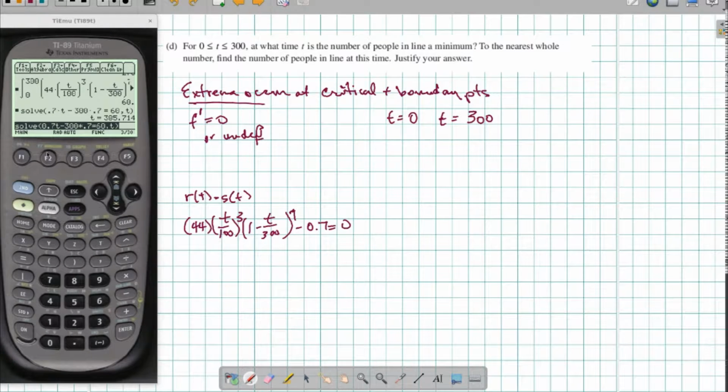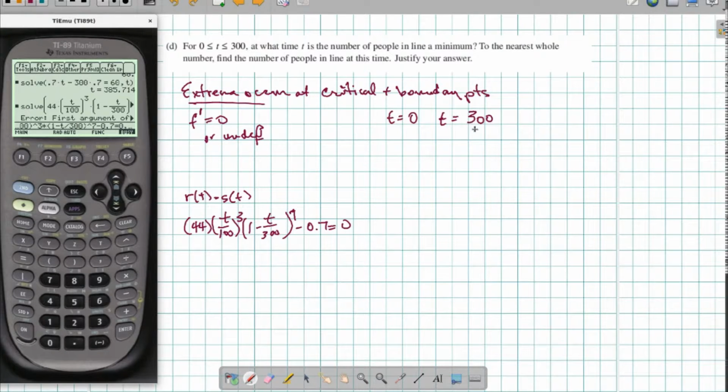So we're going to go ahead and type this in. We're going to do another solve. And we're going to solve for 44 times t over 100 cubed times 1 minus t over 300 raised to the 7th, and that's going to be minus 0.7. And I want to solve this for t. Now I will tell you that this will take a bit of time. Wait, what's wrong with this? First argument of a solve or c-solve must be an equation or inequality. I forgot the equals 0. I need to take care of that real quick. Equals 0, because I'm looking for a critical point.